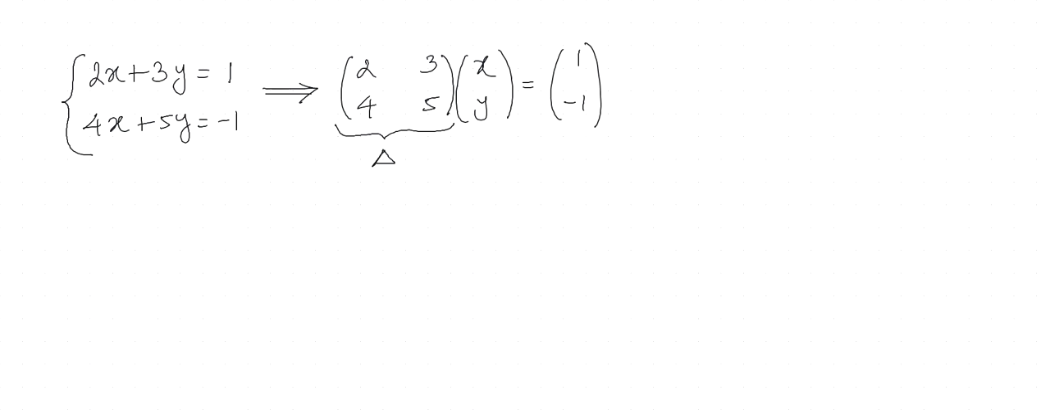Okay, so first we find the determinant of this delta matrix. It will look like 2, 3, 4, 5. Can you tell me the expansion? Yes, uncle. It will be 2 into 5 minus 4 into 3. Okay, 10 minus 12, minus 2. Minus 2 is the answer.